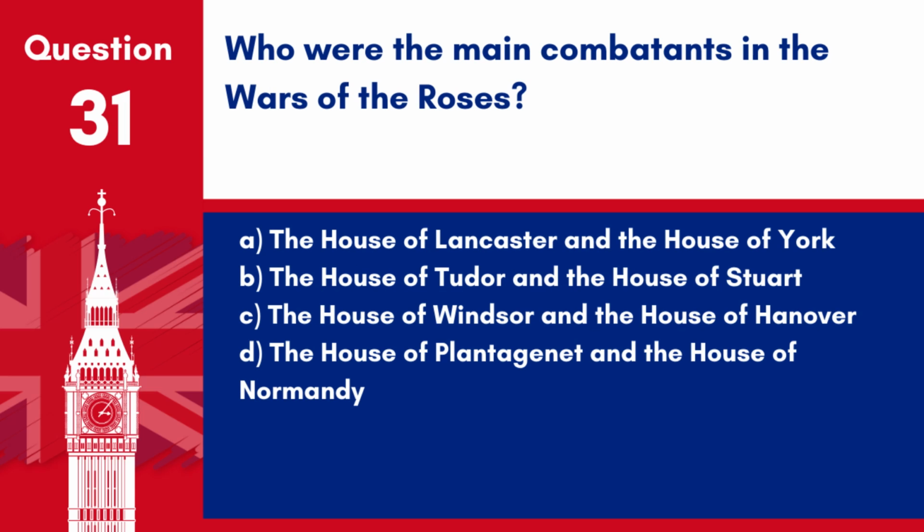Question 31. Who were the main combatants in the Wars of the Roses? A. The House of Lancaster and the House of York. B. The House of Tudor and the House of Stuart. C. The House of Windsor and the House of Hanover. D. The House of Plantagenet and the House of Normandy.